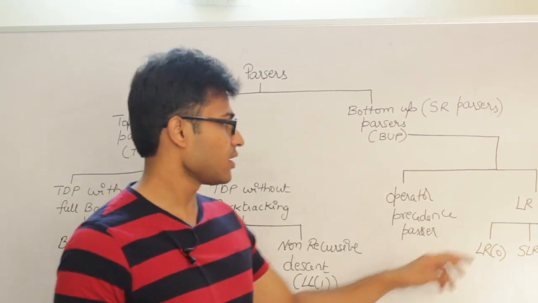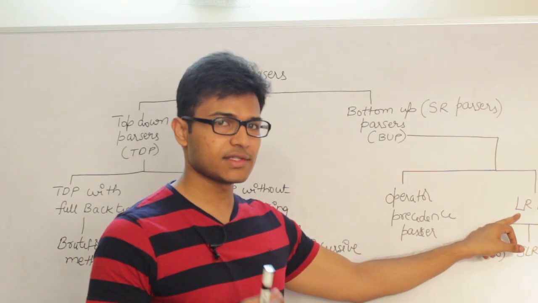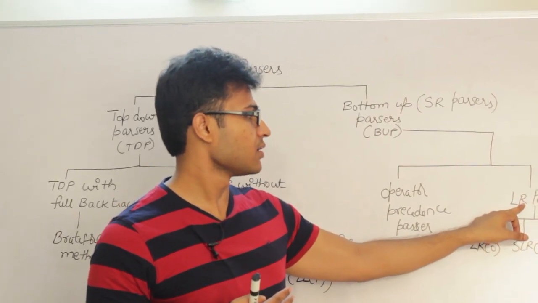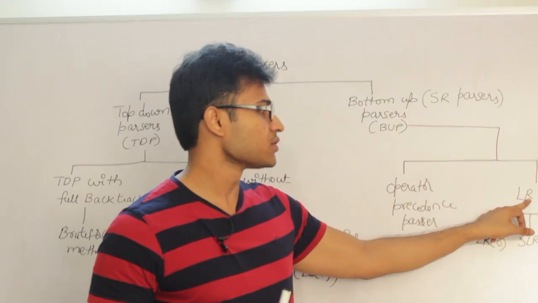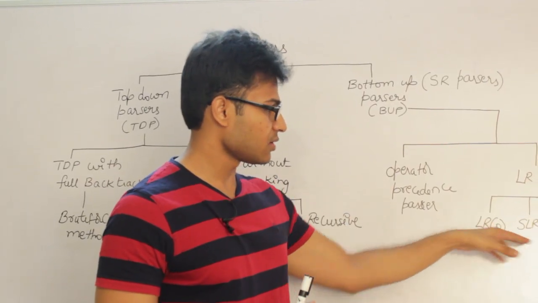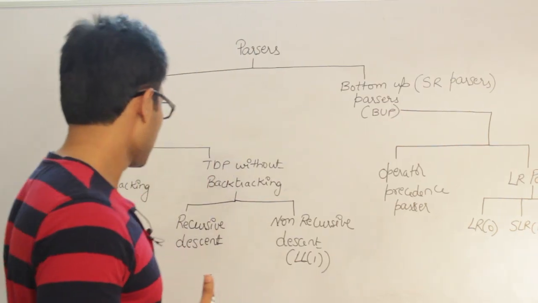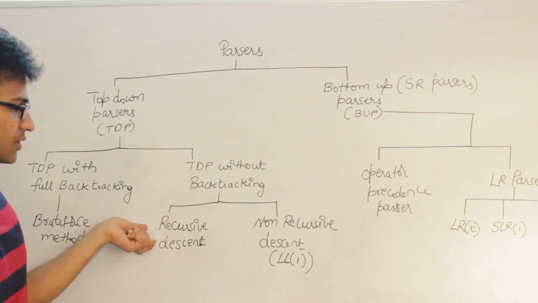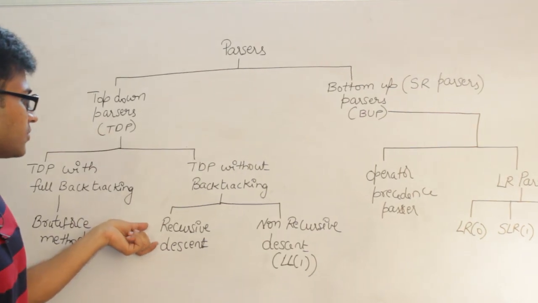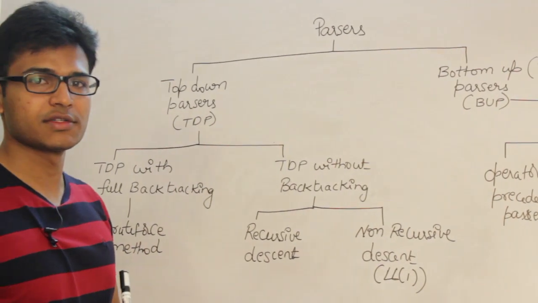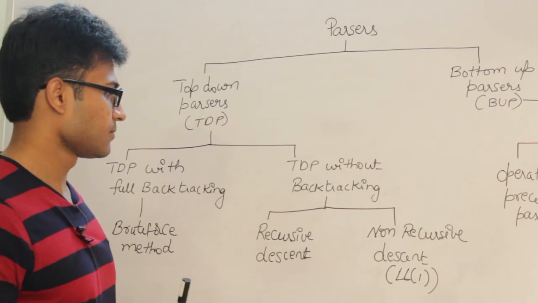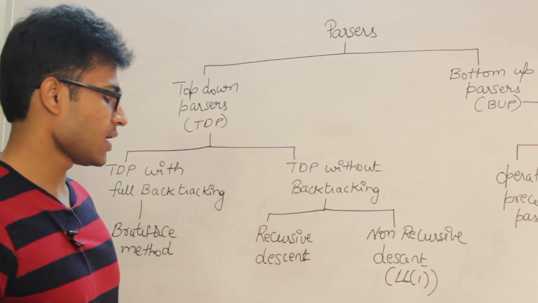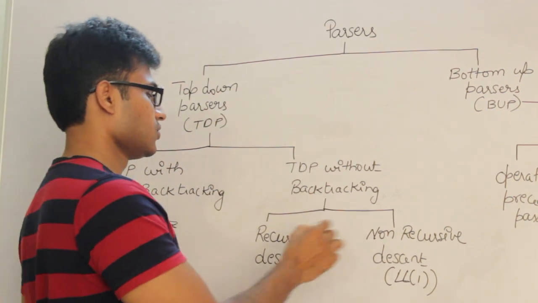And why it is called an LR parser is: L means we are scanning the string from left to right, and R means we are using the reverse of the rightmost derivation. Okay, and LR parsers are of these four types. And coming to the top-down parsers without backtracking, one is called recursive descent. The name recursive descent is given because we are going to write recursive functions for every production, and the other is called non-recursive descent. Whatever it is, this LL(1) is these two parsers.